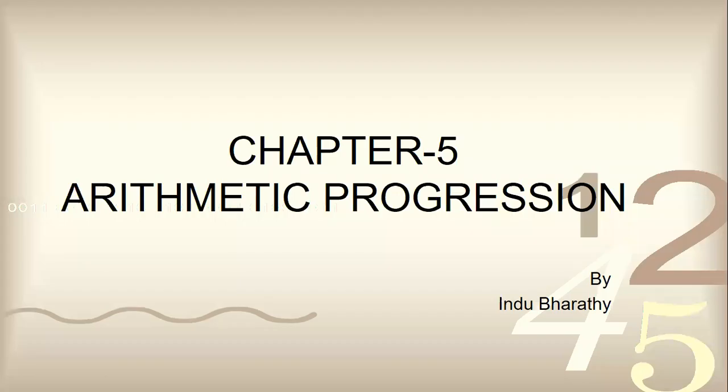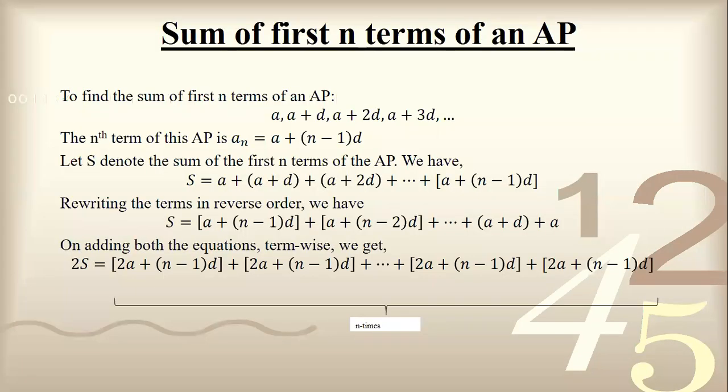Good morning. In this video, we are going to continue with chapter 5, Arithmetic Progression. Sum of first n terms of an AP. To find the sum of first n terms of an AP, a, a plus d, a plus 2d, a plus 3d, etc., the nth term will be given by an equal to a plus n minus 1 into d.